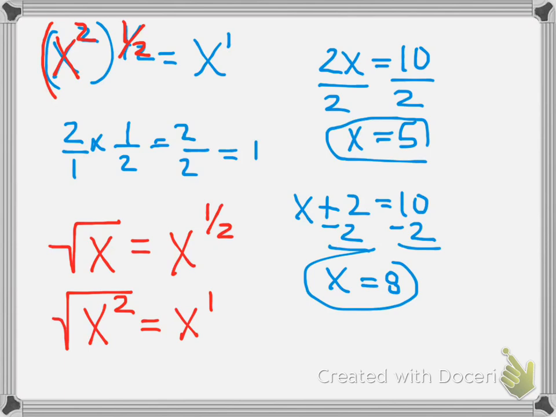If you were multiplying 2 times x equals 10, to undo multiply, you divide. They're called inverse operations, multiply and divide. If you're going to add, x plus 2 equals 10, you subtract 2, you get 8. So these are additive inverses. They add to 0. So that's sort of the why of why this works.